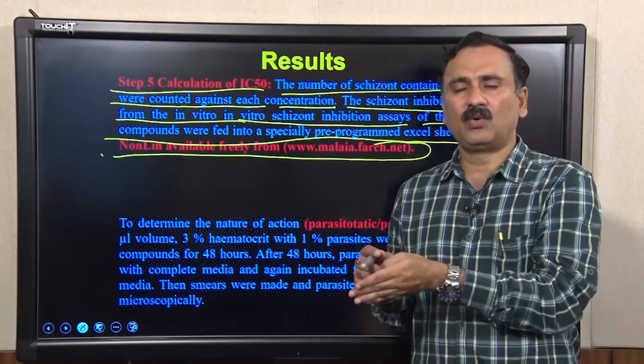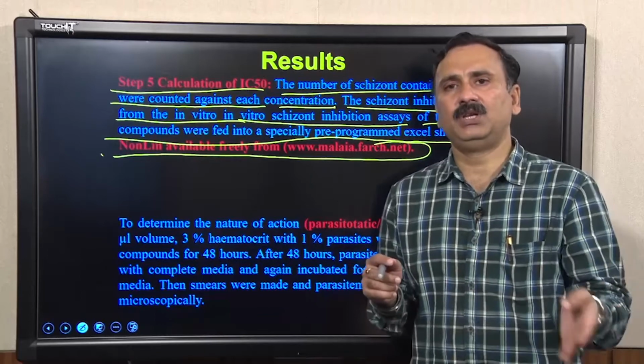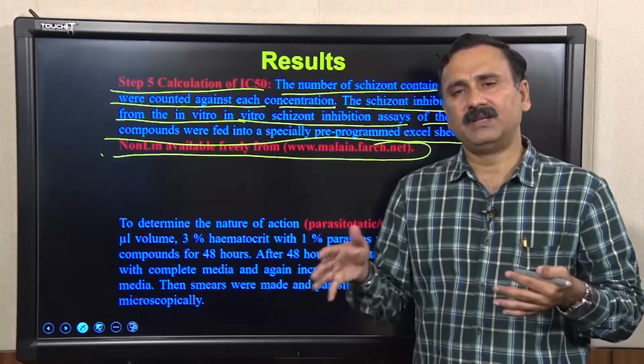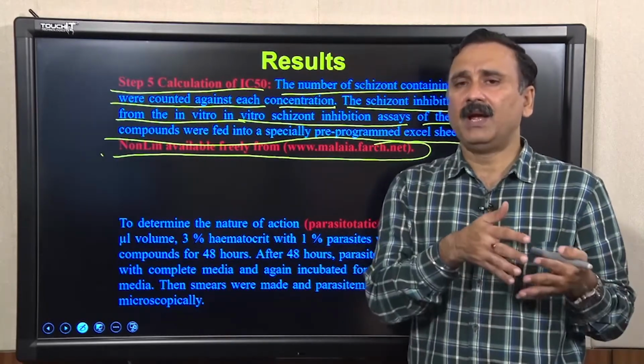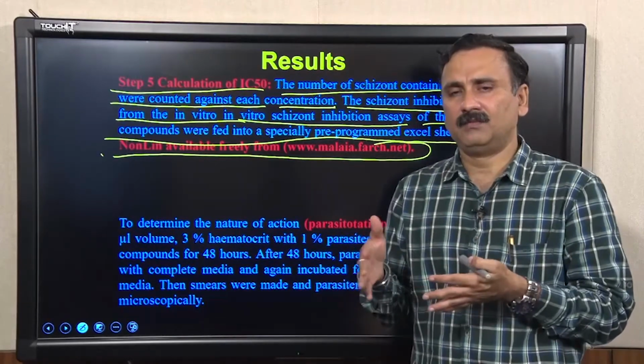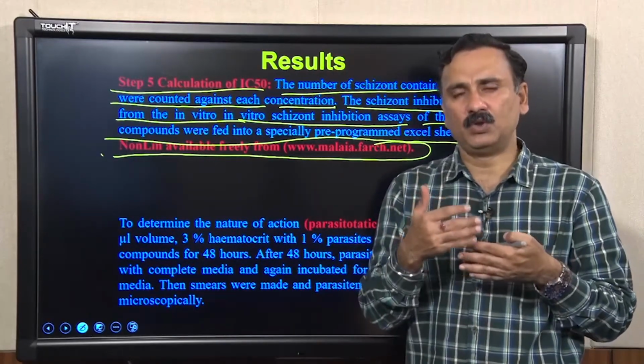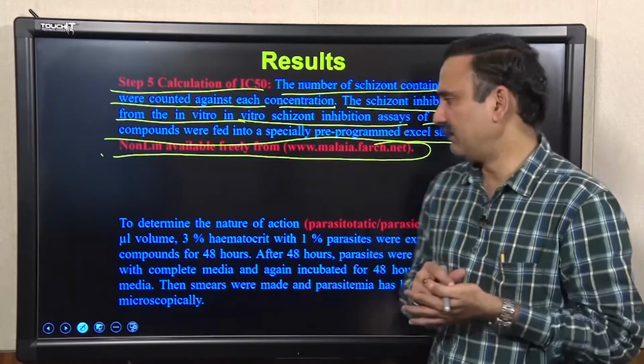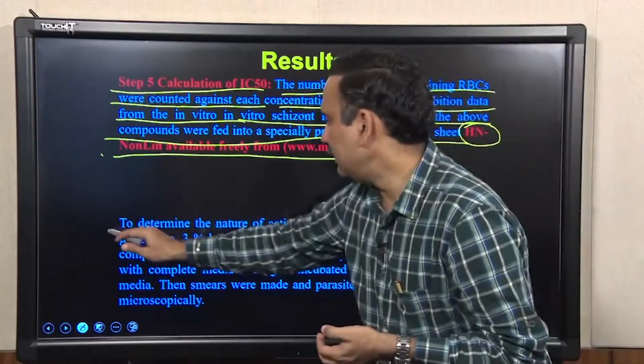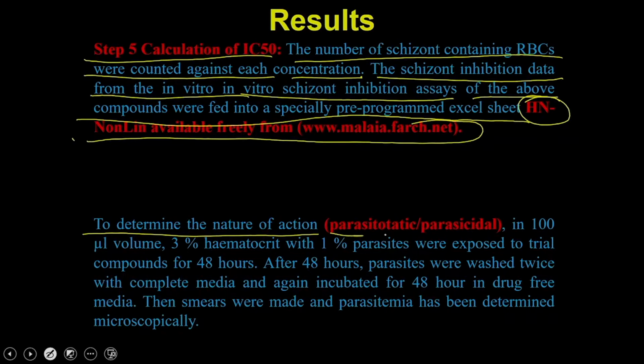You can add the chloroquine as a positive control, and that is going to give you the confidence that the assay was working, and there is no flaw or issue with the setup of the assay itself. To determine the nature of the action, for example, parasitostatic or parasitocidal. So, parasitostatic or parasitocidal means that you have a ring containing parasite.